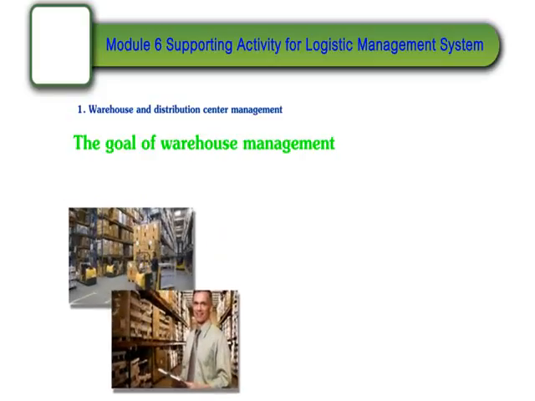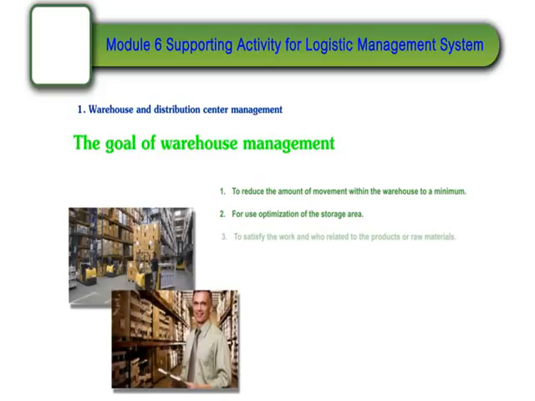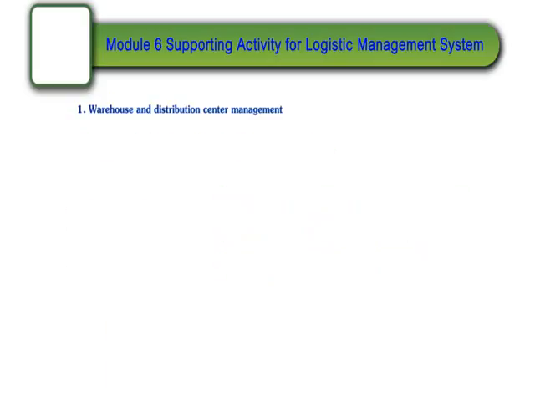The goals of warehouse management. Number 1, to reduce the amount of movement within the warehouse to a minimum. Number 2, to optimize use of the storage area. Number 3, to satisfy the work related to the products or raw materials. And number 4, to be able to control and maintain the use of resources, including warehouse cost, as the size of business grows.